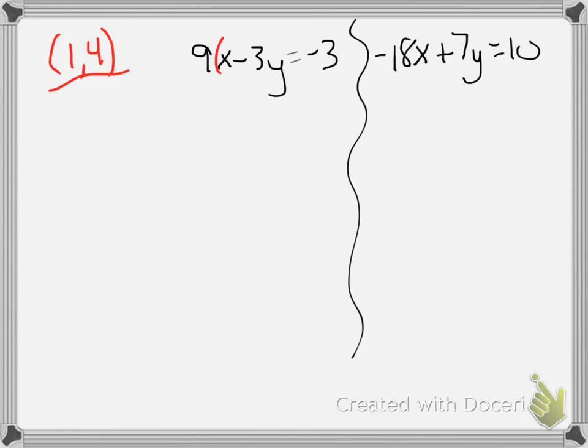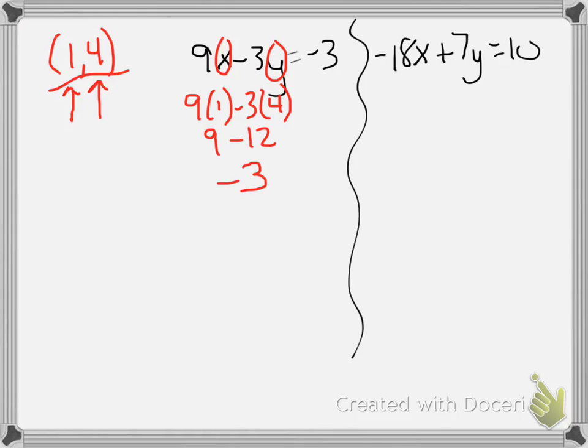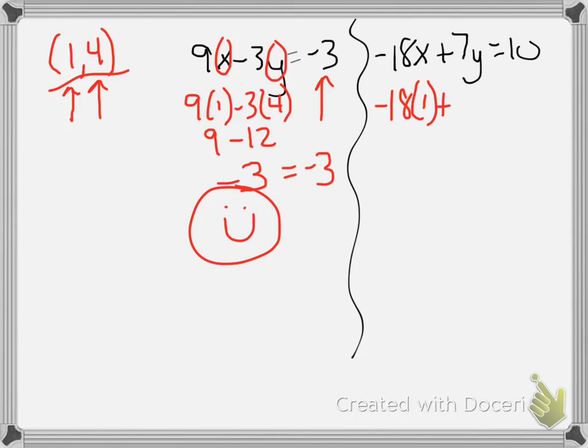So I'm going to take the x's and y's, and I'm going to replace it with the 1 and 4. So 9 times 1 minus 3 times 4. And that's 9 minus 12. And I'm going to see if that equals negative 3, like it says it's supposed to. And it does. So I know that that point works for that equation. But I want to make sure it works for the other one. So I'm going to take this equation, and I'm going to do the same thing.